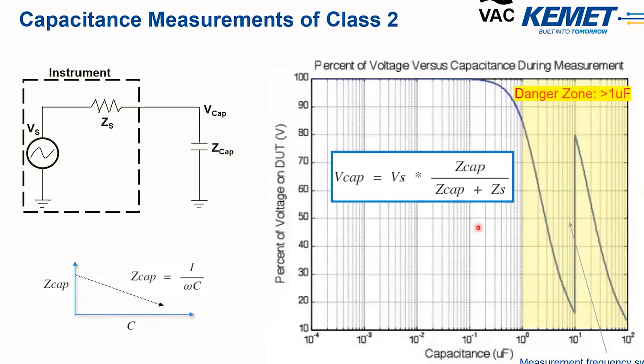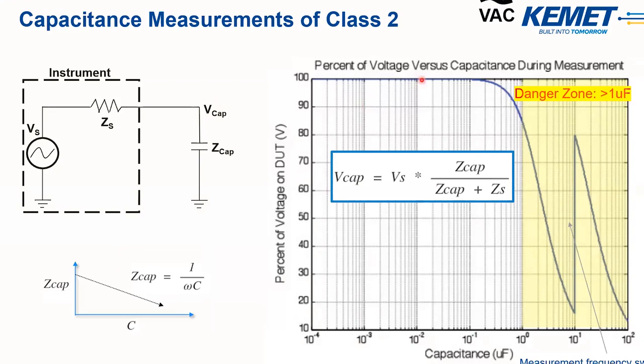Now, all capacitance meters have some source impedance, which is called ZS, and it's usually between 1 ohm to 100 ohms, depending on the model. Capacitors also have an impedance, which we'll call here Z cap, and as capacitance increases, its impedance will actually decrease. If it starts to get low enough, you get a voltage divider across the instrument's output impedance, and you get a voltage drop across the capacitor.